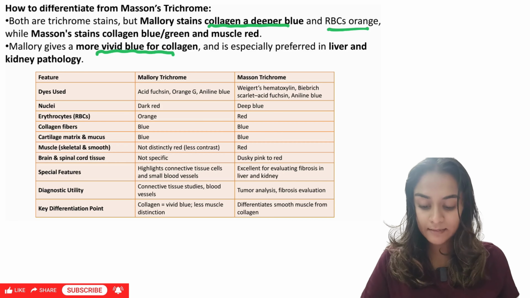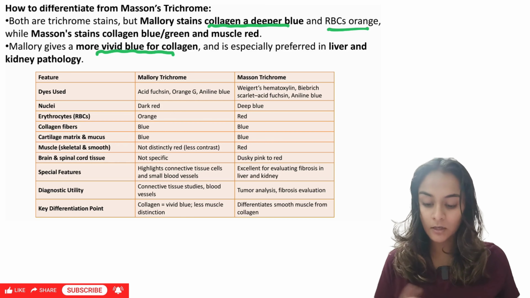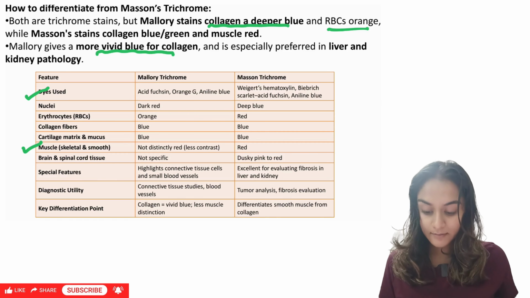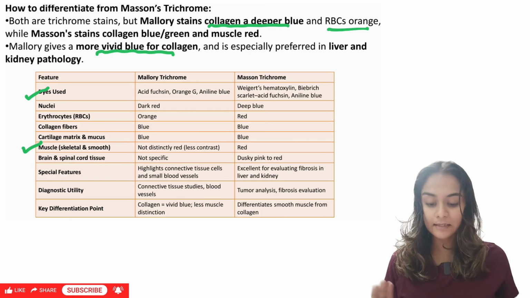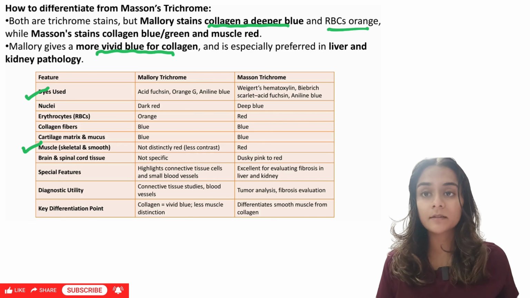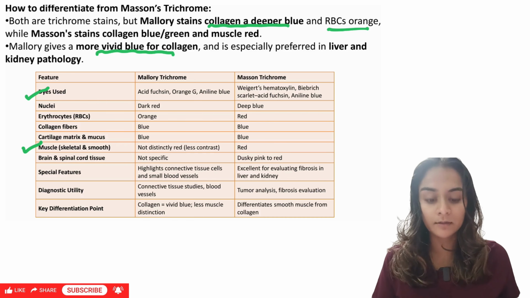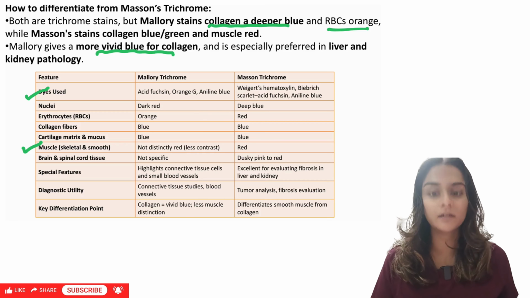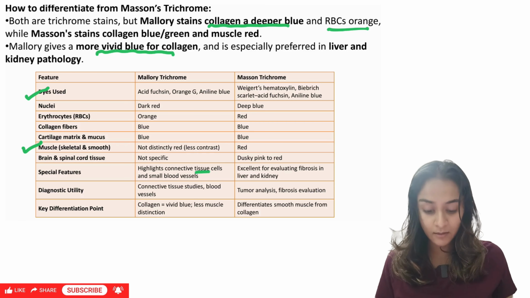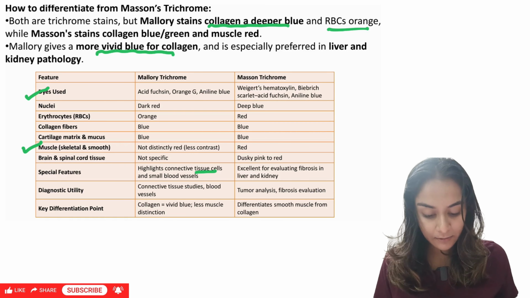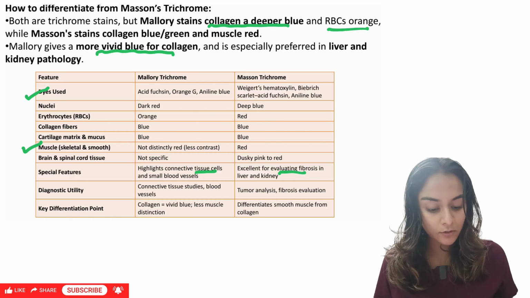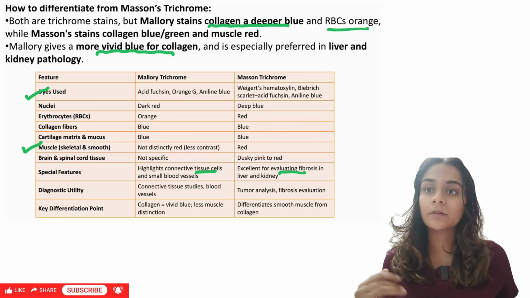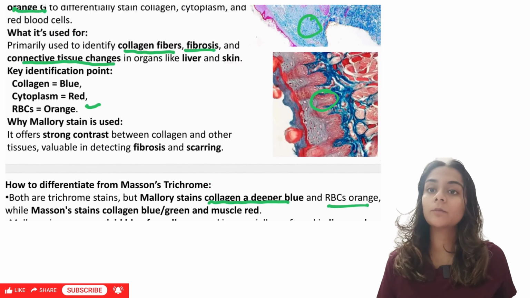Now over here is a table to differentiate between both the stains. The key differentiating factors: one is the dye that is used. The second one is your muscle, that is skeletal and smooth. In your Mallory stain, muscles are usually not seen distinctly, while they are distinctly seen in your Masson's Trichrome stain, that is red in color. The special features: the Mallory stain highlights the connective tissue cells and the Masson's Trichrome is evaluating fibrosis. Kindly go through this table carefully. That will help you differentiate between your Mallory and your Masson's Trichrome.